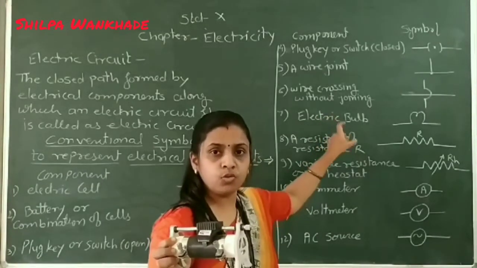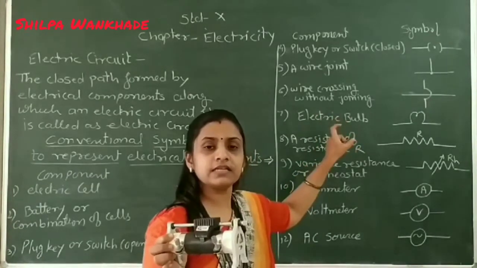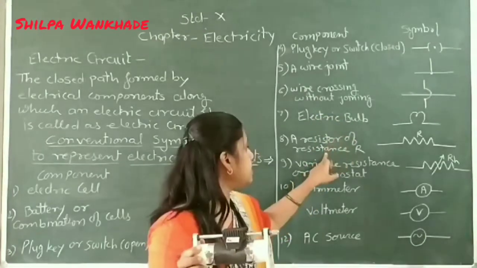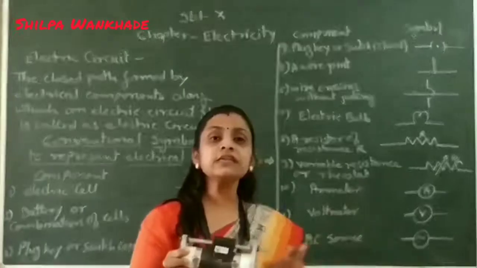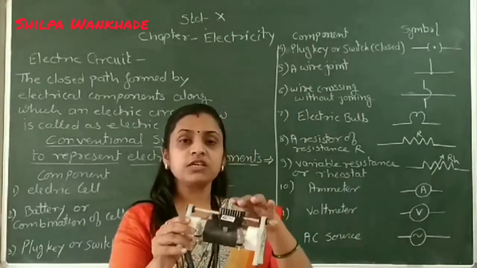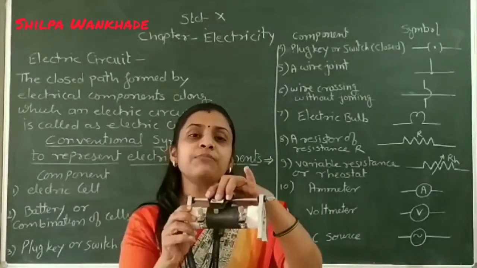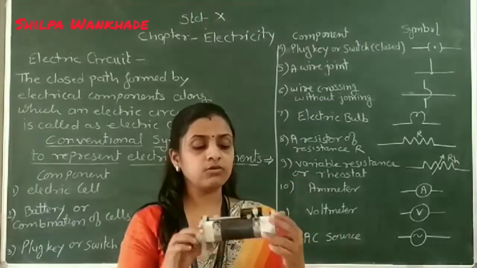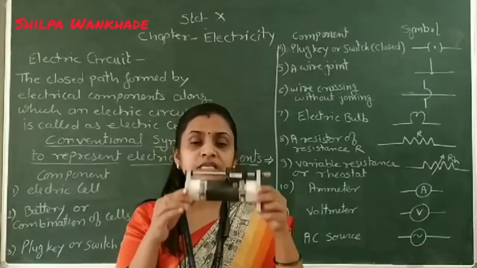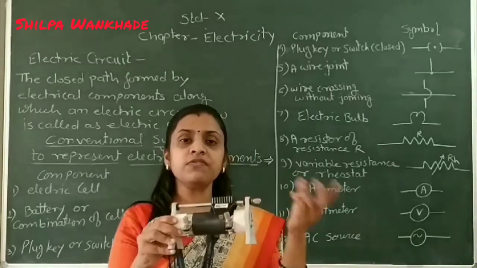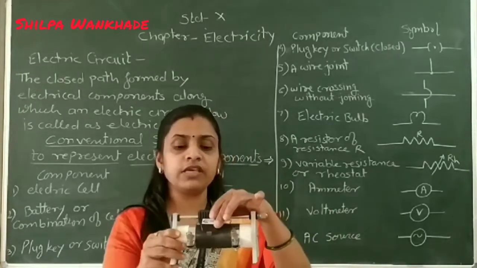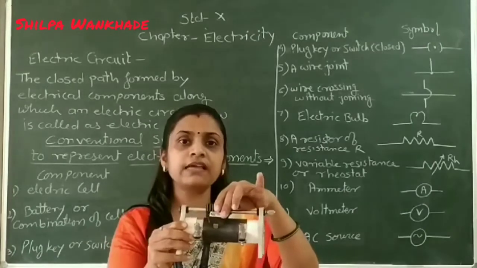It is 1 ohm, 2 ohm, 3 ohm. That resistor having the specific value, that is resistance, which is denoted by this symbol. But a rheostat is a component in which the value of the resistance can be varied. Suppose this is a resistance of 100 ohm, it means we can vary the 100 ohm resistance. If we require 50 ohm, then we can move it and get the 50 ohm.